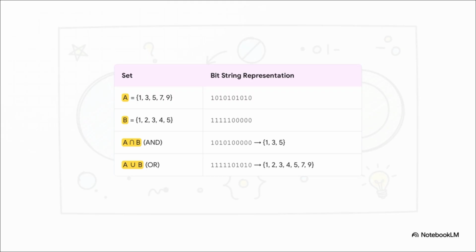Now, what if you want the intersection? The computer does a bitwise AND, which only keeps a 1 if both strings have a 1. Boom, you get the bit string for 1, 3, 5. For the union, it does a bitwise OR, which keeps a 1 if either string has a 1. This is unbelievably fast, and it's a huge reason why set theory is so important in computer science.